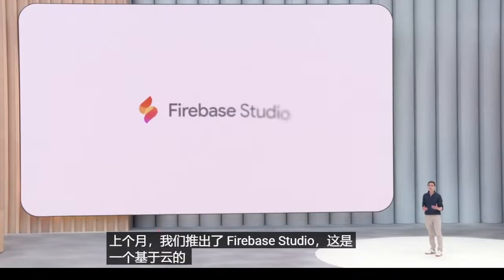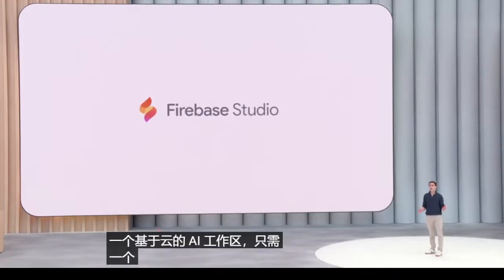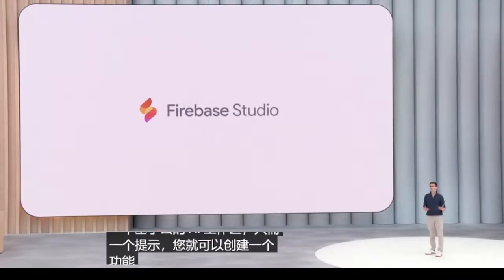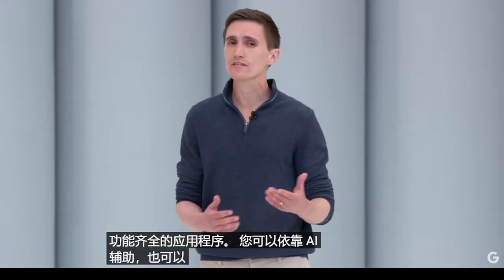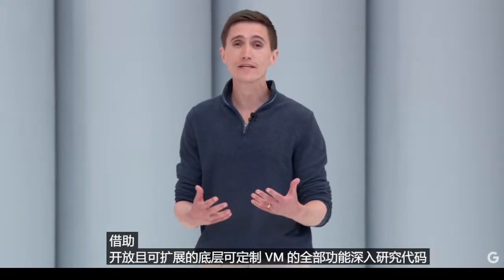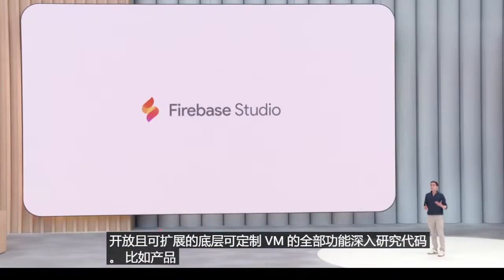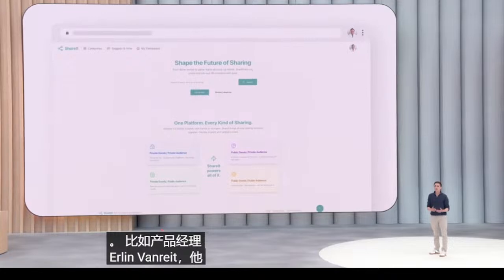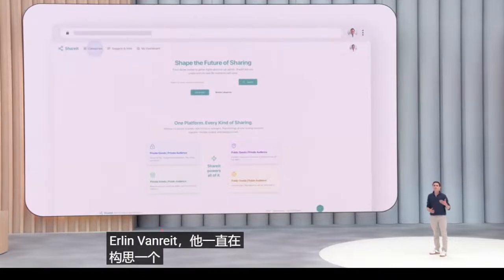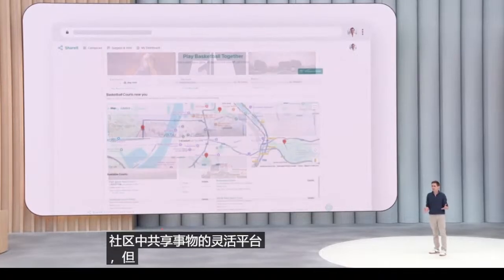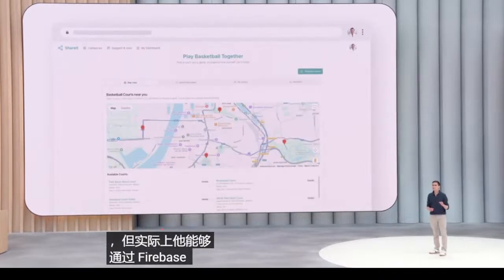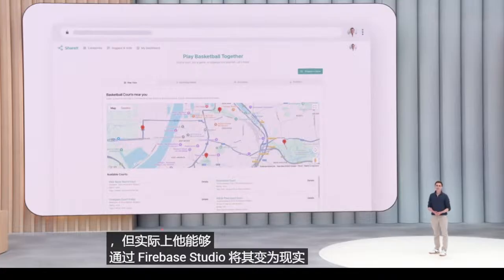Last month, we launched Firebase Studio, a cloud-based AI workspace where with a single prompt, you can create a fully functional app. You can lean on AI assistance throughout or dive into the code thanks to the full power of an underlying customizable VM that is open and extensible. Like product manager Erlen Van Riet, who had been kicking around an idea for a flexible platform for sharing things in your community for quite some time, but was actually able to bring it to life with Firebase Studio.